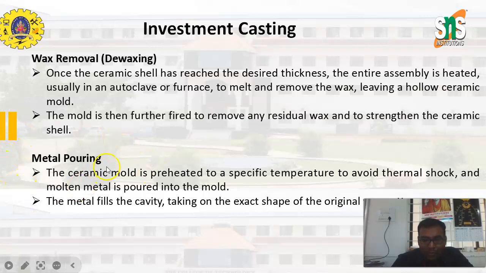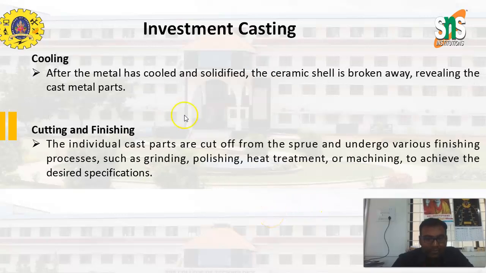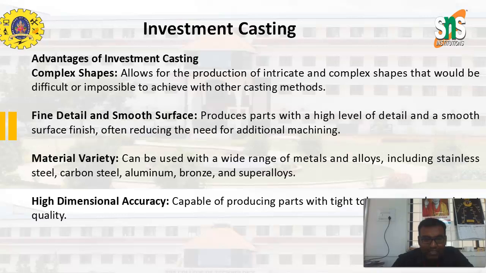Next is the pouring of the molten metal. The ceramic mold is preheated to a specific temperature to avoid thermal shock, and the molten metal is poured into the mold. The metal fills the cavity, taking on the exact shape of the original wax pattern. Next is the cooling of the molten metal. After the metal has cooled and solidified, the ceramic shell is broken away, revealing the cast metal parts. And the final process is cutting and finishing. The individual cast parts are cut off from the sprue and undergo various finishing processes such as grinding, polishing, heat treatment or machining to achieve the desired specifications.